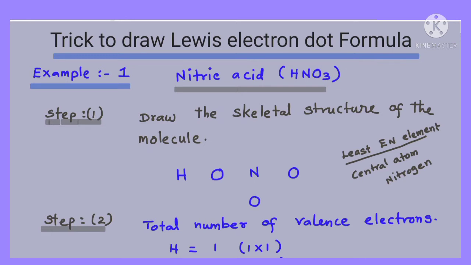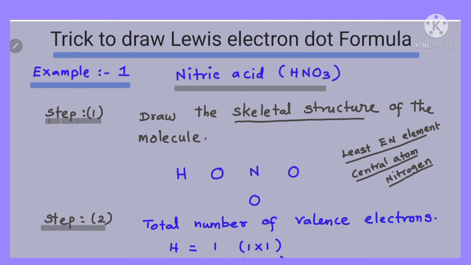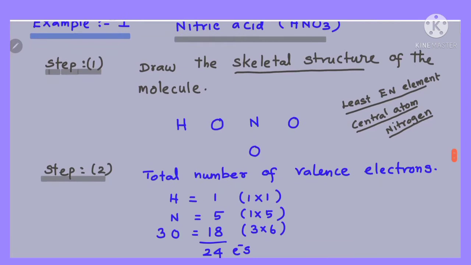The first step, we have to draw the skeletal structure of the molecule. Here the least electronegative element is considered as the central atom. So here nitrogen is the least electronegative, so it is considered as the central atom, and it is surrounded by the other atoms equally. So nitrogen is surrounded by 3 oxygen and hydrogen.